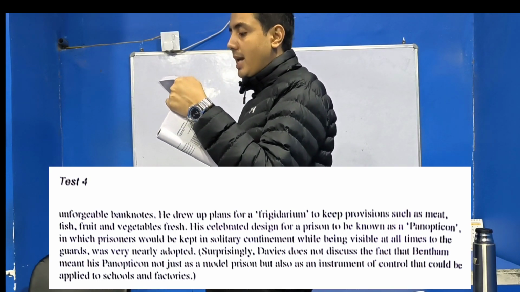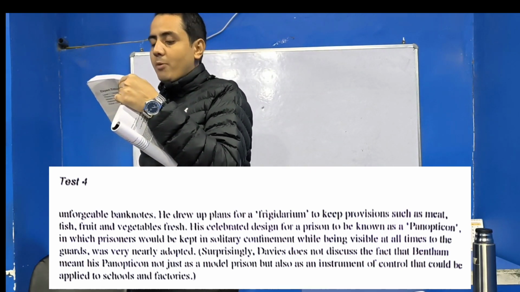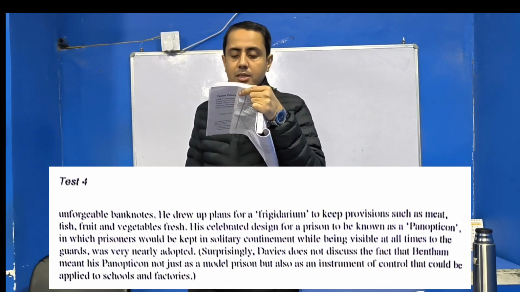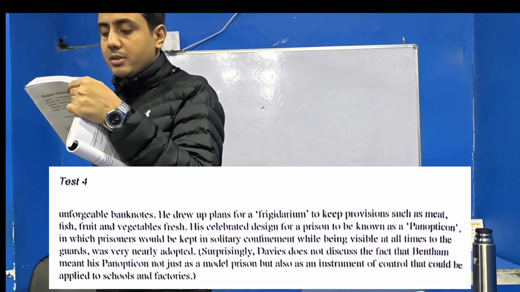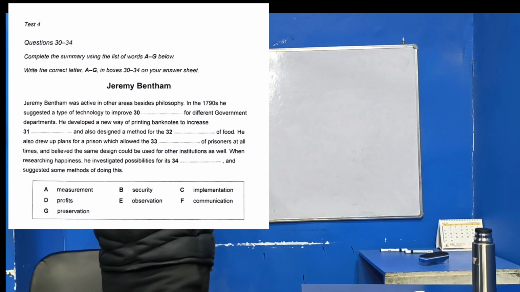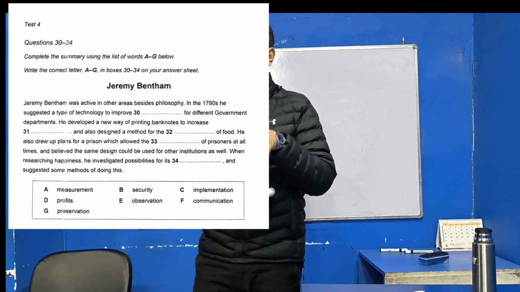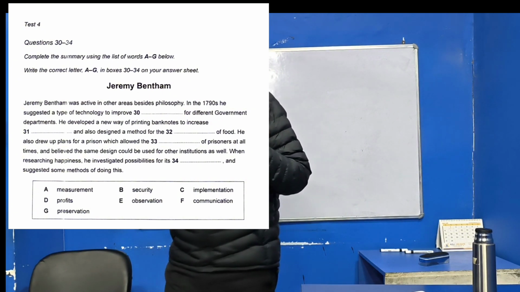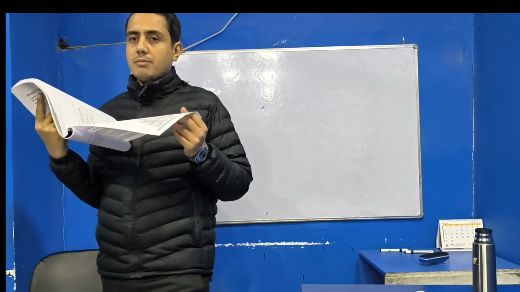His celebrated design for a prison to be known as the panopticon, in which prisoners would be kept in solitary confinement while being visible at all times to the guards. So guards can always watch the prisoners. They are visible to the guards. So must be observation. Yes. 33 must be observation of prisoners, because guards can always watch them. They will be visible to the guards. So what's one question remaining now? Now the next paragraph.